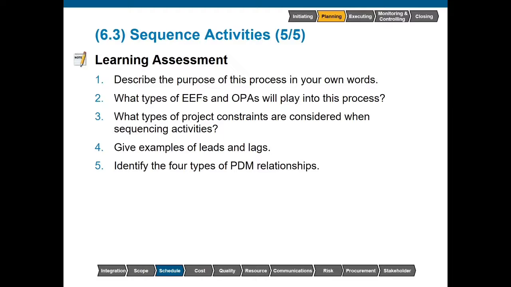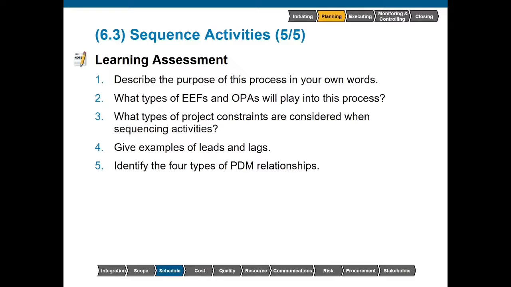What types of project constraints are considered when sequencing activities? We may need to look at all types of constraints, including legal or regulatory requirements, the resource availability, any environmental issues or concerns. Give examples of leads and lags. So, an example of a lead would be starting to paint walls in one room while still hanging sheetrock in the next room. While a lag would perhaps be after pouring concrete, allowing 72 hours to ensure it has thoroughly set before we start building on top of it.